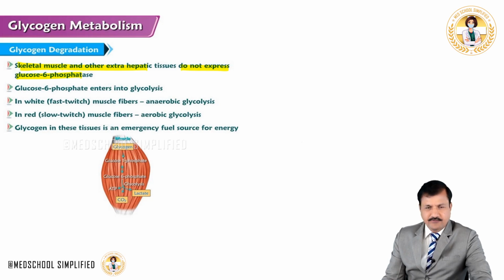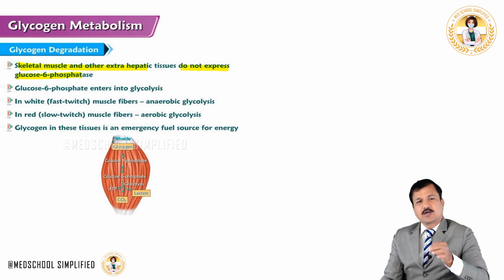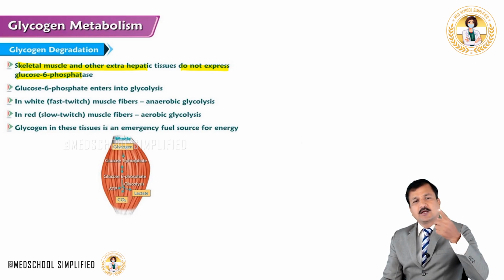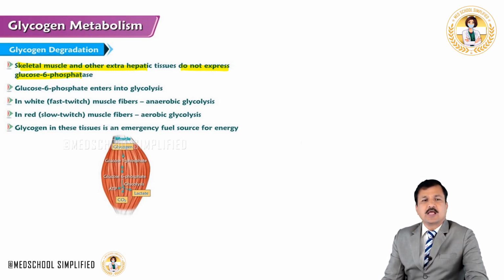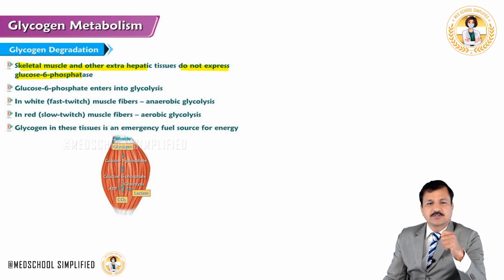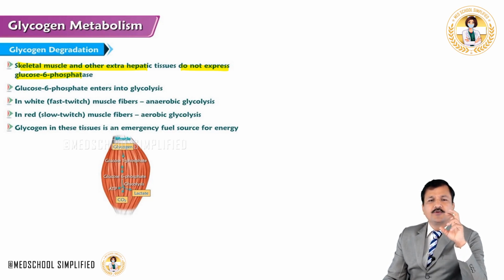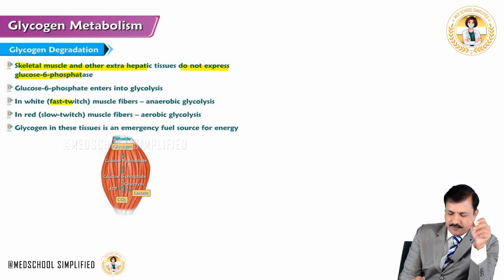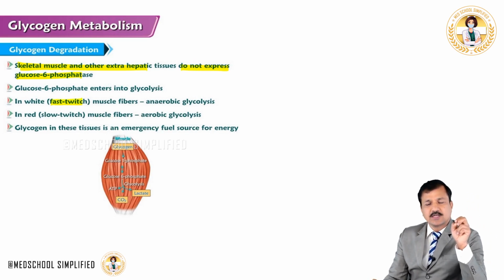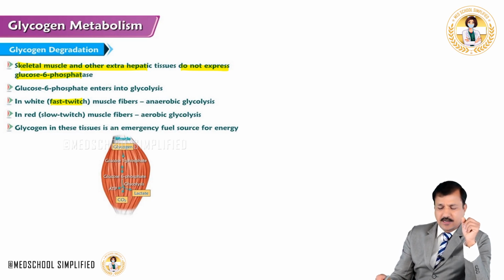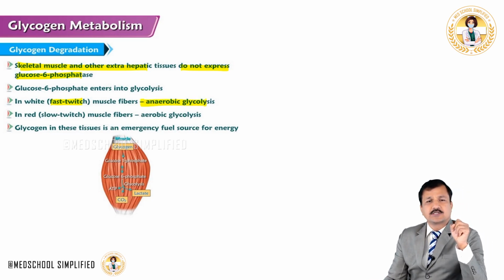As shown here in the figure, glycogen which is broken down into glucose-1-phosphate will be converted into glucose-6-phosphate, and this glucose-6-phosphate in these tissues will enter into glycolysis. Now it all depends on which type of glycolysis is going on in the tissue. For example, in the white muscle fibers, referred to as fast twitch muscle fibers, which contain less mitochondria, the majority goes into anaerobic glycolysis, making lactate as the end product.